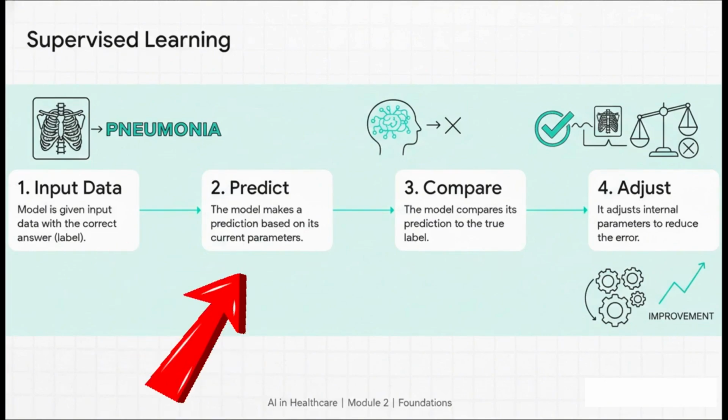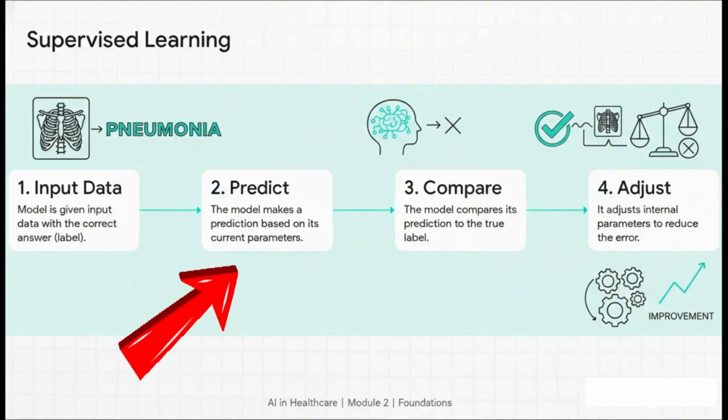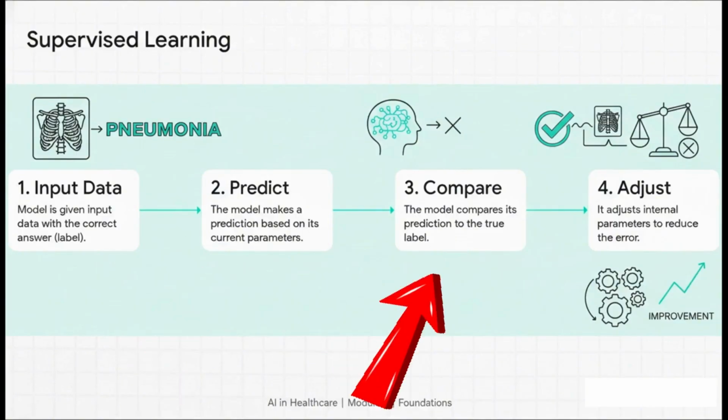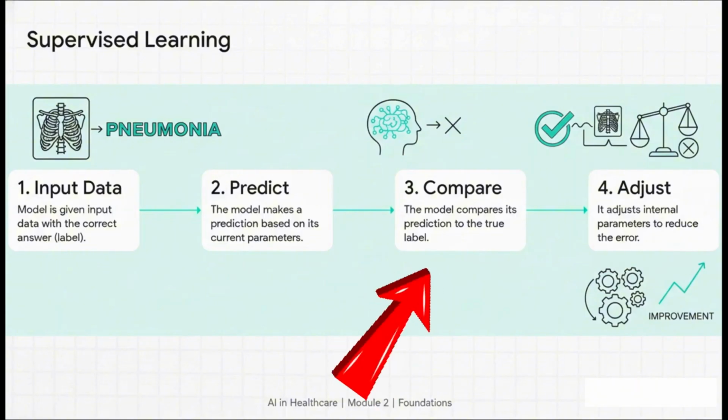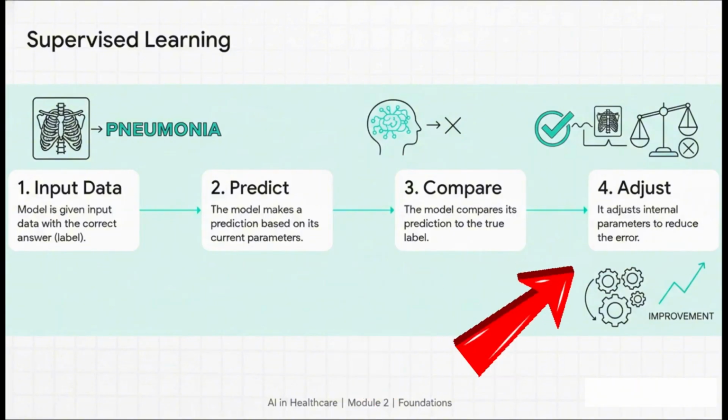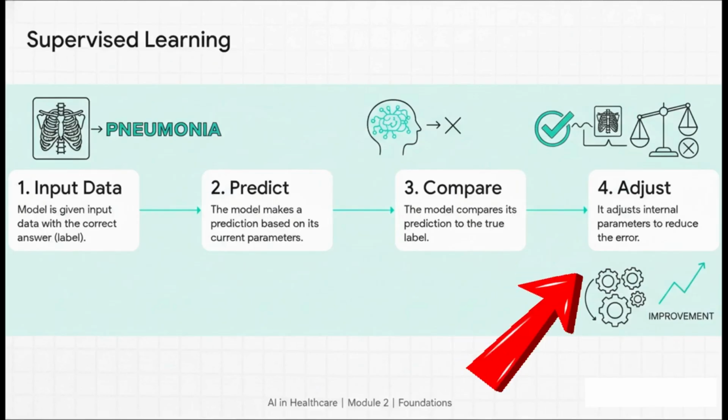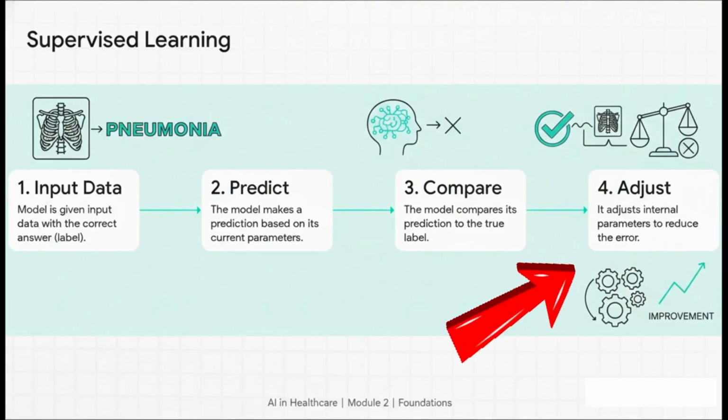Step 2, the model takes a guess. It says, I think this is pneumonia. Step 3, you compare its guess to the real answer. And step 4, and this is the key part, if it was wrong, it actually adjusts its own internal wiring to do better next time. Now, imagine doing that 1,000,000 times over. You end up with a model that gets really, really good at spotting pneumonia.